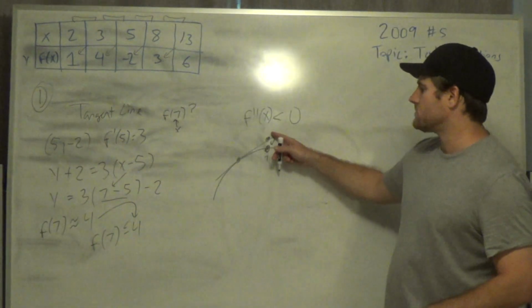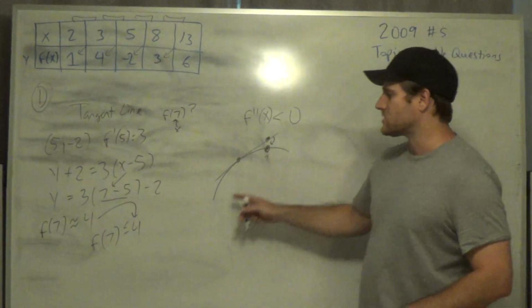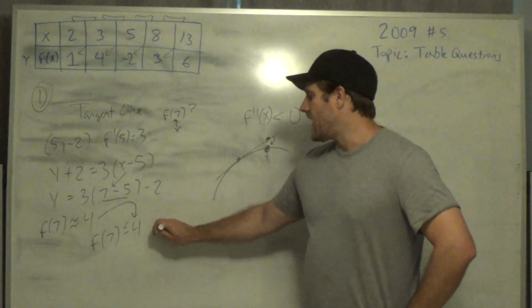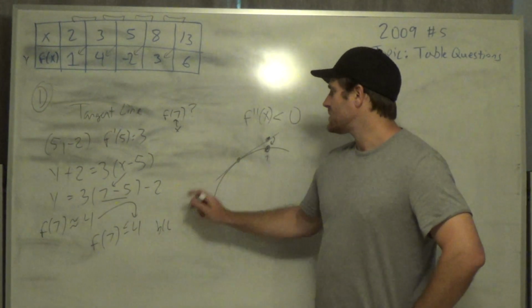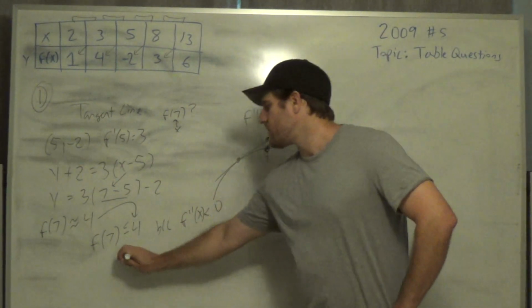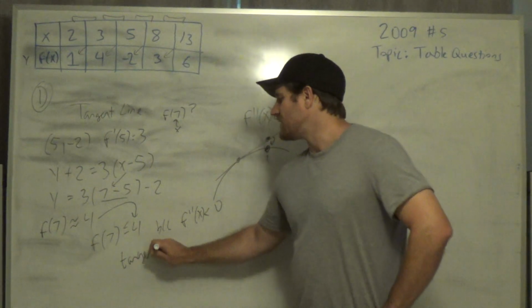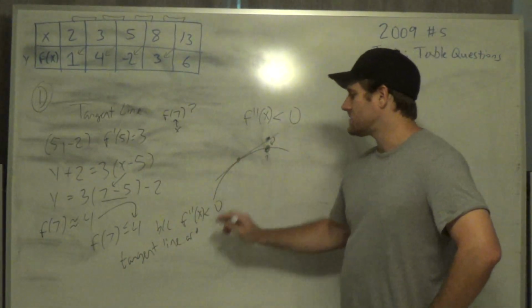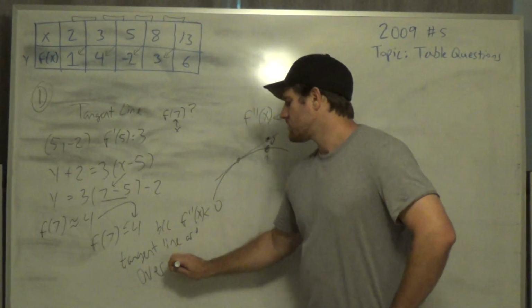So my approximation of 4 was actually bigger than my real answer. So 4 is bigger than my real answer. So you would say, because the second derivative is less than 0, tangent lines are, and what type of estimate is this? Overestimate.